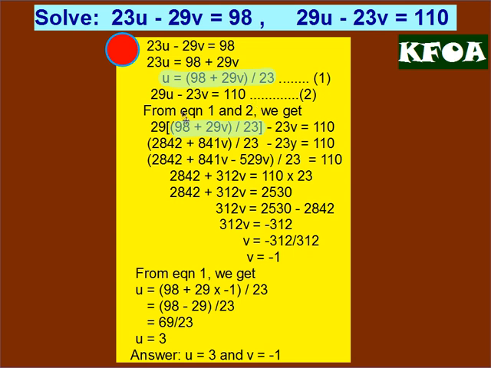The second equation is this. Substitute the value of u in the second equation. Simplify it. Take LCM 23 or multiply both sides by 23. You get the value of v. 312v equal to 2530 minus 2842.